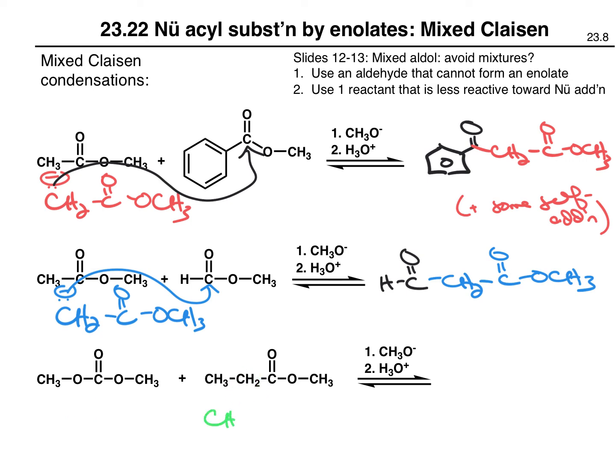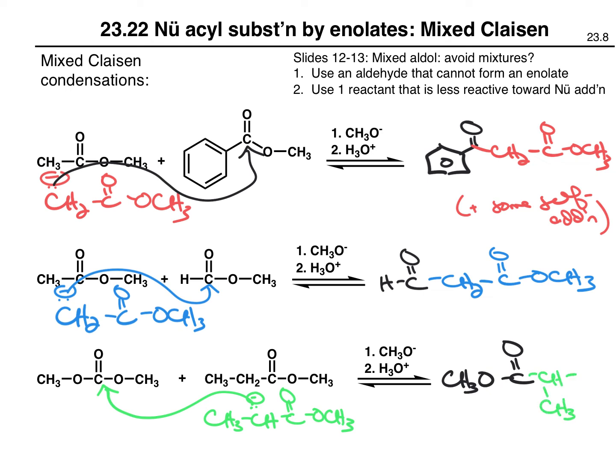So this time we are going to make some of this enolate, and then this enolate will react primarily with this carbonate ester. And that is going to lead to a product that looks like this. So if your target is this type of compound and you are able to use reactants that are different enough in reactivity, then you should be able to get one major product of the mixed Claisen condensation.